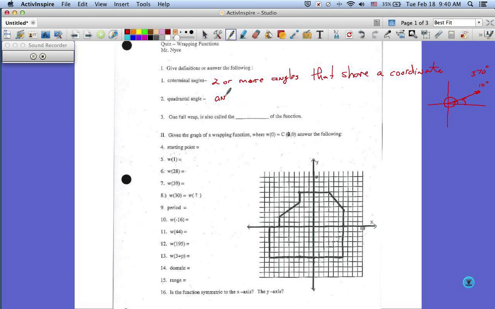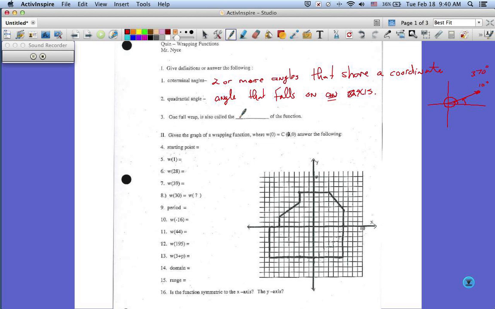Quadrantal angle is an angle that falls on an axis. On an axis, that could be the x or y axis. Okay, either one.